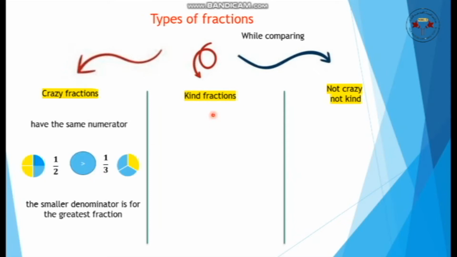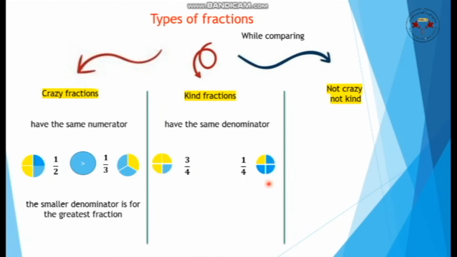While the kind fractions type is the fractions that have the same denominator, which is the legs of the fraction, like if we have 3 over 4 and 1 over 4. I see that both of these fractions have a common denominator, which is 4. So let's see the chart of these fractions together.